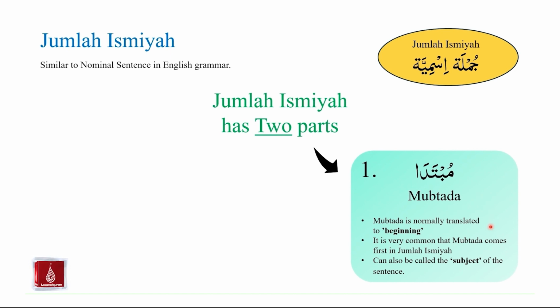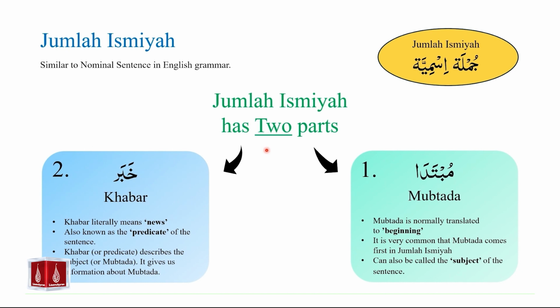Mubtada is simply translated to beginning. It is very common that mubtada comes first in jumla ismia. Mubtada can also be called the subject of the sentence. So, jumla ismia will have two parts. The first part is called mubtada and the second part is called khabar. Mubtada, khabar. For jumla ismia, these two terminologies are very important.